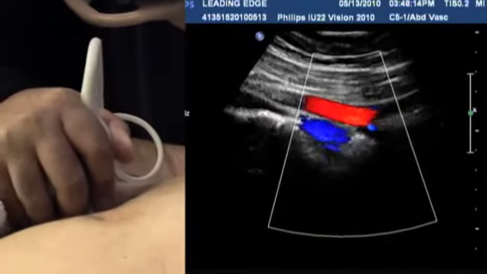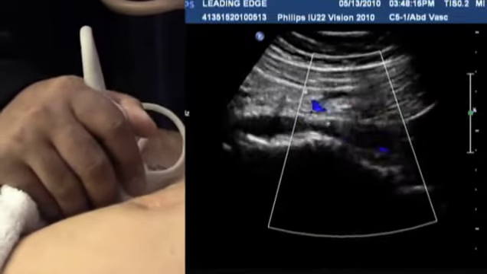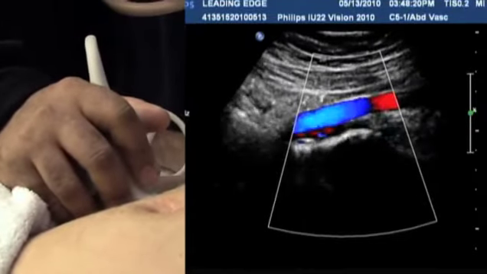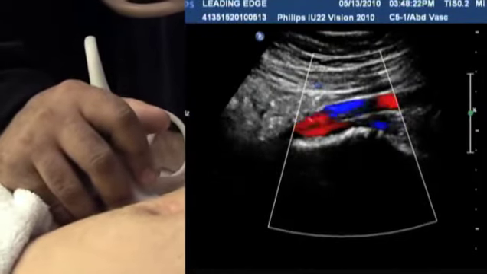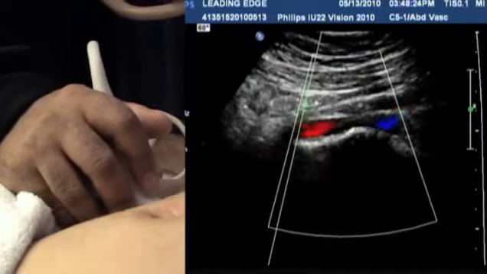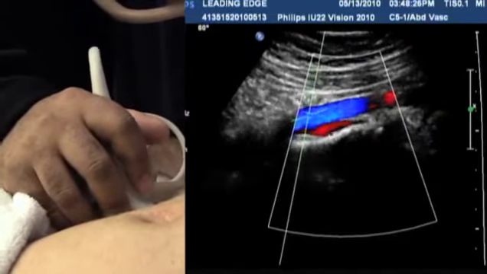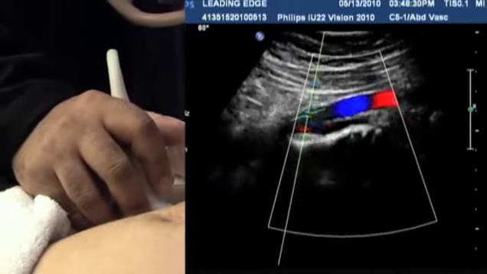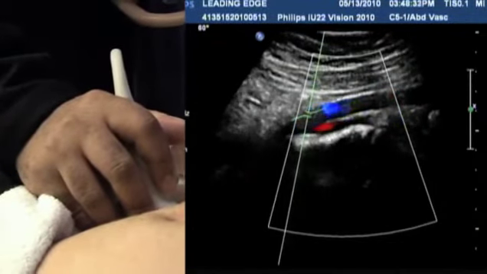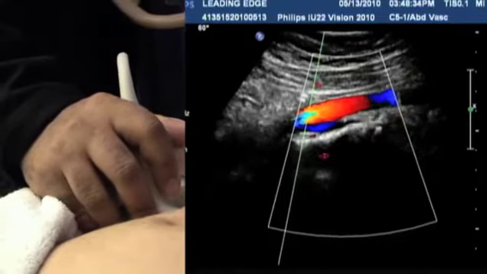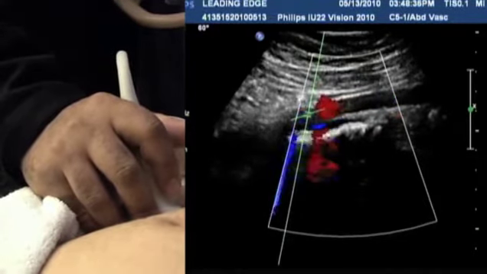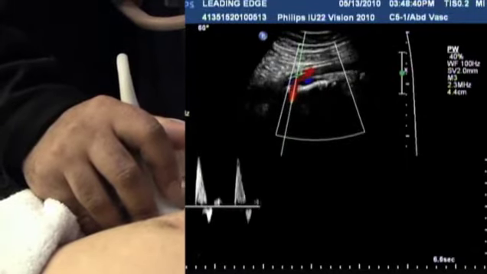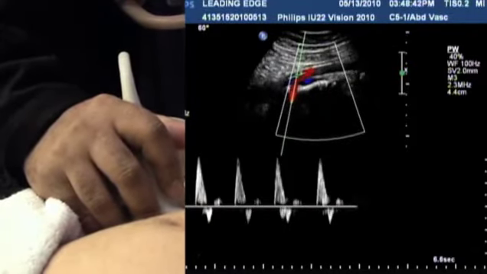So here we are, and what I'm going to do is work my way back up to the origin of the common iliac artery again, which is not a very long vessel. And let's get a waveform here. You can see that the artery is actually displayed in blue here. We'll invert that and update. And let's listen to that waveform. Very nice waveform. Triphasic is what we would expect it to be.